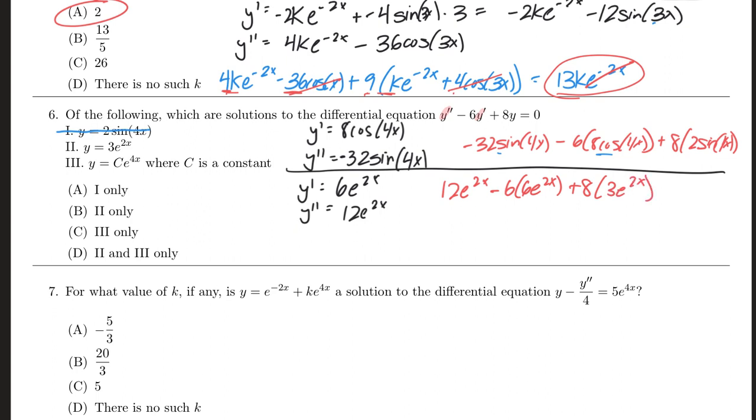So we have all these 3 e to the 2x's. We're going to have 12 of them, we have negative 36 of them, and we're going to have positive 24 of them. Those are all going to cancel out, and we get 0. So this one is a solution.